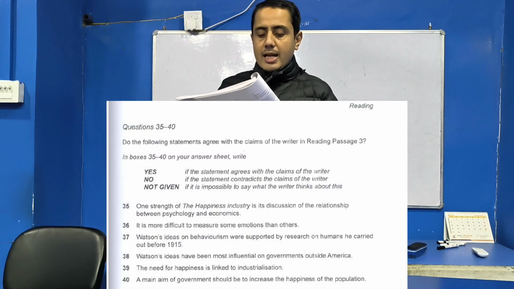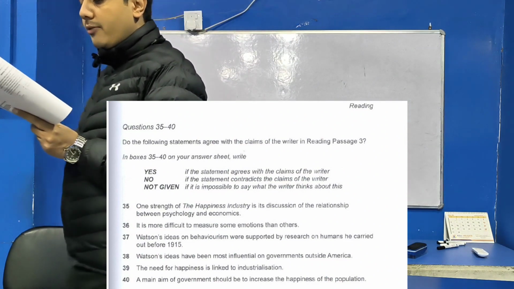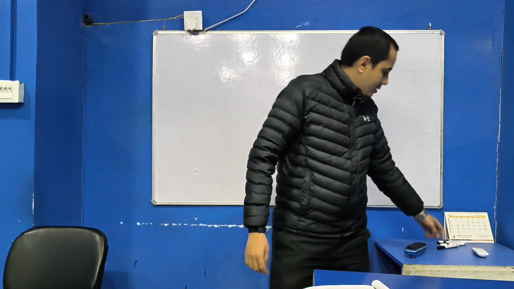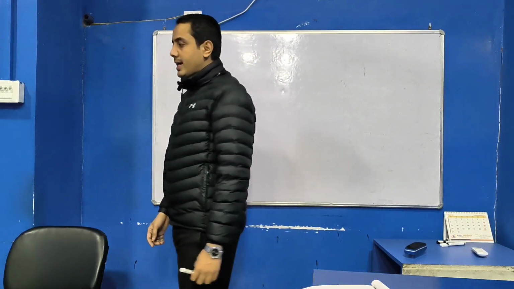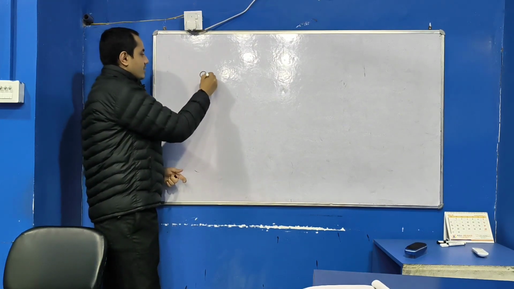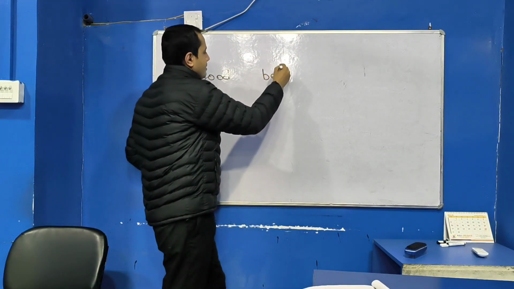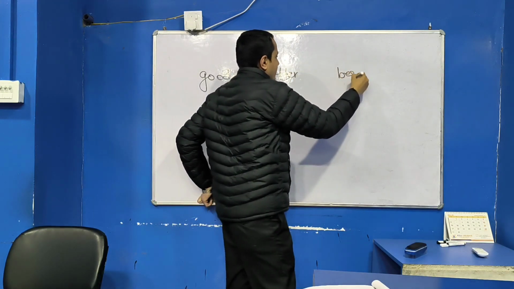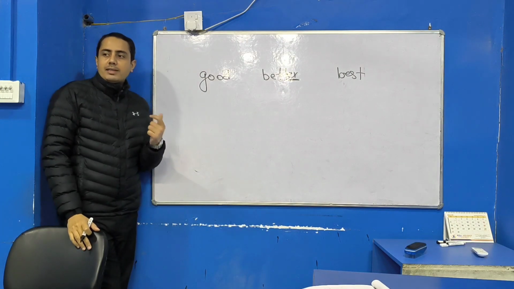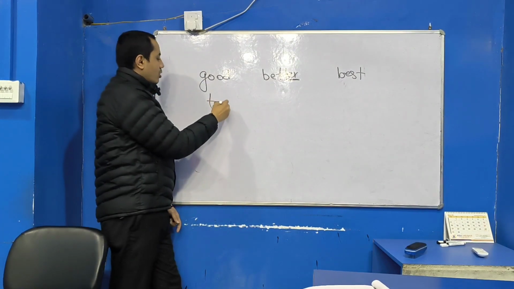On number 36, the answer is below the last answer. It is more difficult to measure some emotions than others. Now, one trick that I want to tell you, which applies 99% of the time, if you see a comparative word in the question. Comparative words, now if you remember from school, in adjectives, there are comparative and superlative adjectives. Like if I write good, comparative is better, and superlative is best. So adding er at the end of a word, usually that is what makes them comparative. Like if I write tall, it will be taller.